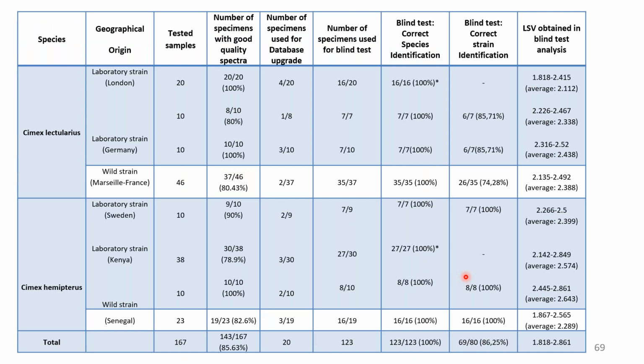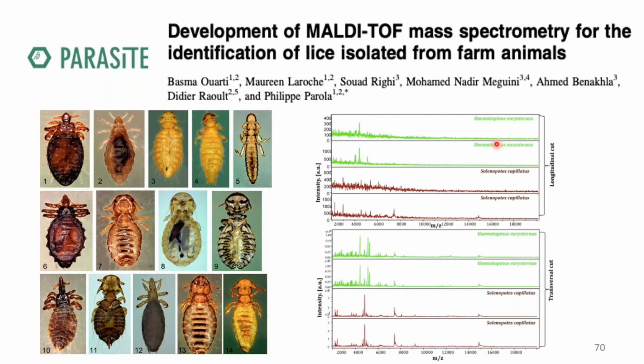And what I want to show you, don't be scared by the table, we worked on quite a few different strains. So we had lab strains and wild strains from different continents. And what you can see here is that we had correct identification of the origin of each colony. So the same as mosquito, you can use MALDI-TOF on bed bugs to monitor which population of bed bugs you are dealing with. So that was what was really interesting in that paper.